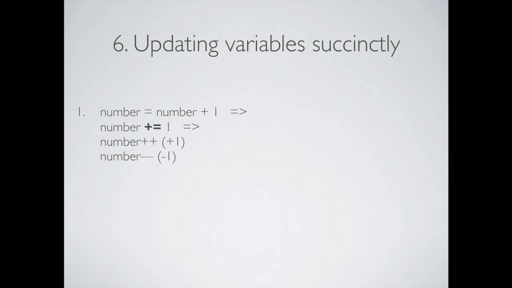And if you just need to add 1, like increase by 1, you can just put 2 pluses after the number. So in the third line, we can see number plus plus. That means add 1 to the previous value of number. You can also do the same thing with minus. So when you put 2 minuses after number, that means minus 1.